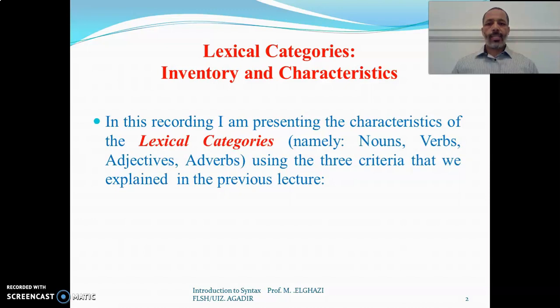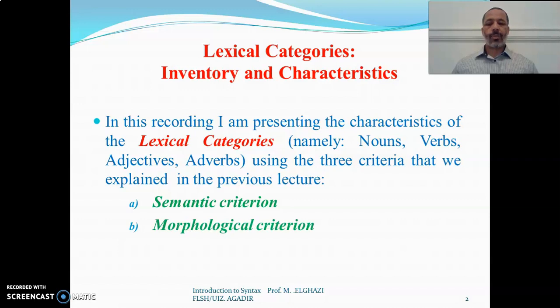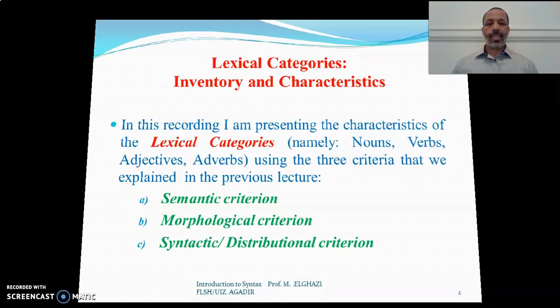In today's recording, I'm presenting the characteristics of the lexical categories, namely nouns, verbs, adjectives, adverbs, using the three criteria that we explained in the previous lecture. What I mean, we're going to see the lexical categories at the level of their semantic criterion, their morphological properties, and their syntactic and distributional characteristics.